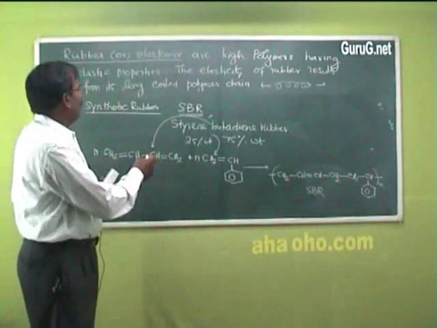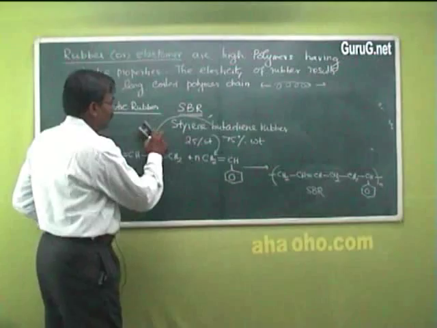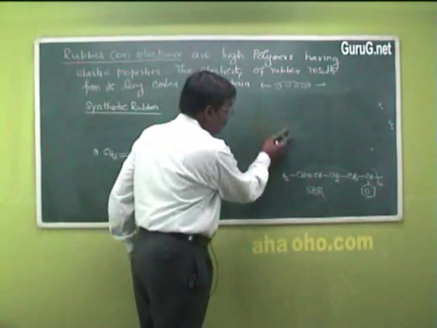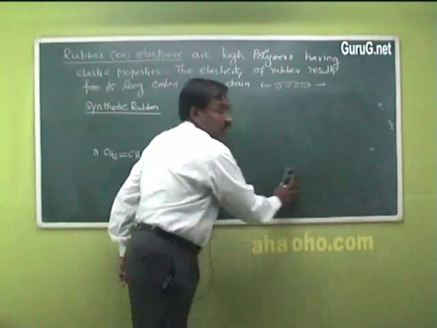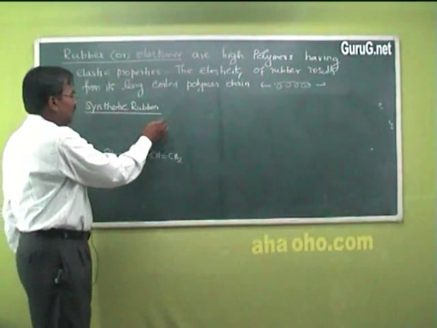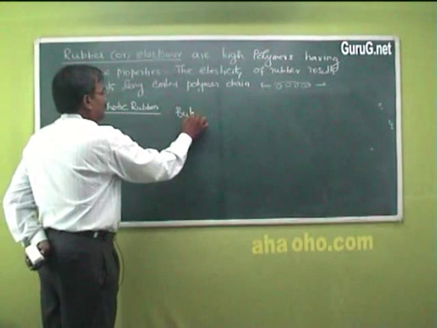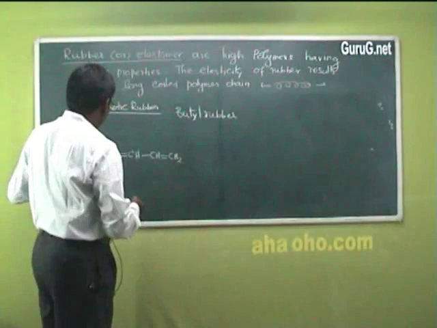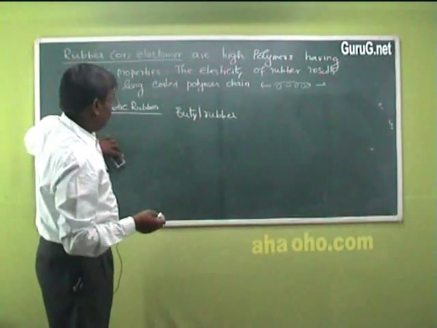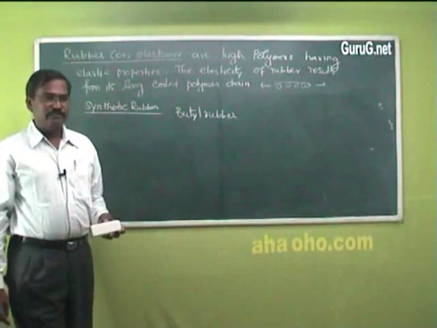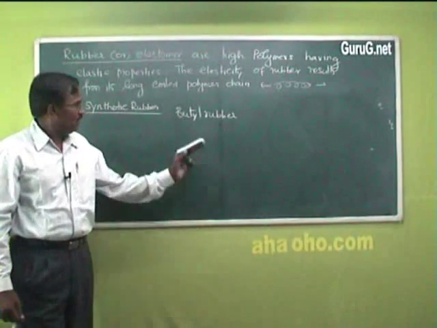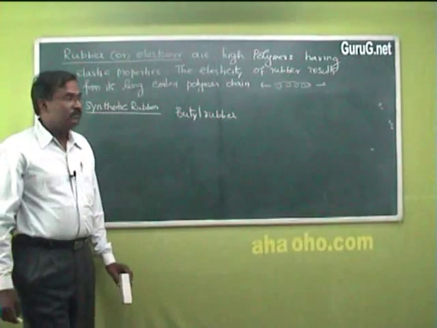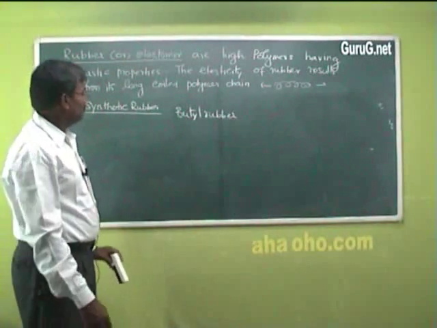So the second synthetic rubber is butyl rubber. Under synthetic rubber we have two rubbers, one is SBR and the other one is butyl rubber. This butyl rubber is again a copolymer like styrene butadiene. Styrene butadiene is a copolymer of butadiene and styrene with a different molar ratio.